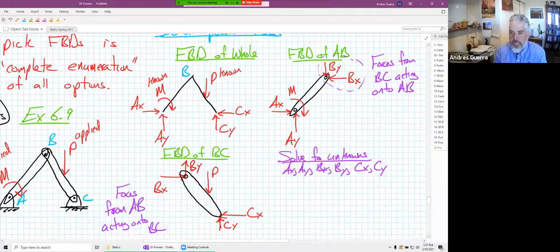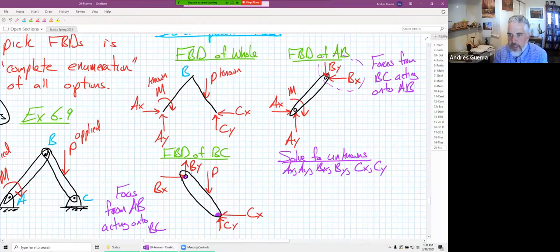Now, if I start thinking about, okay, what's my more powerful equation? My more powerful equation is the moment equation because I can get rid of unknowns by picking a point with lots of unknowns, right? So for example, if we looked at the FBD of B to C, what if we did the sum of the moments about point C? Oh, that's still going to have a BX and a BY. What if I did the sum of the moments about B? Oh, that's going to have a CX and a CY.